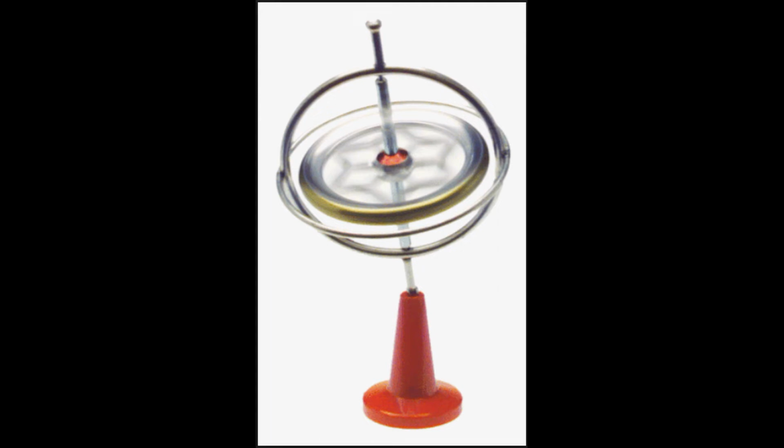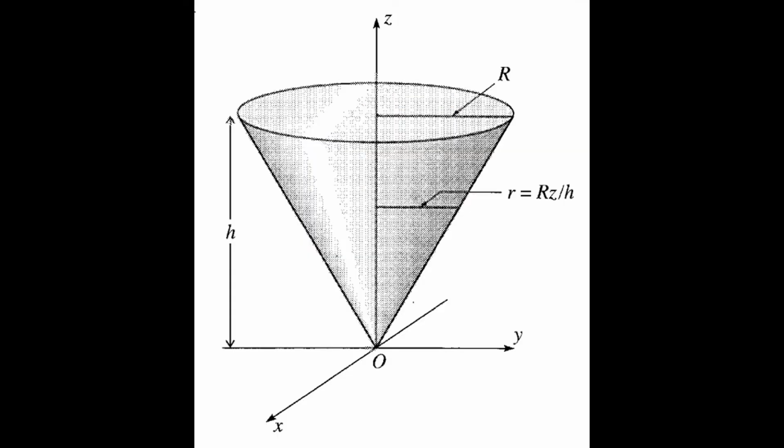Hello everyone. Today we're going to be analyzing the motion of a sleeping top. We'll start off by representing the top with a cone spinning on its tip. This is a decent approximation because the cone spins along its symmetry axis at a fixed point, much like the sleeping top does. This cone has a mass of m, a height of h, and a base radius of r.